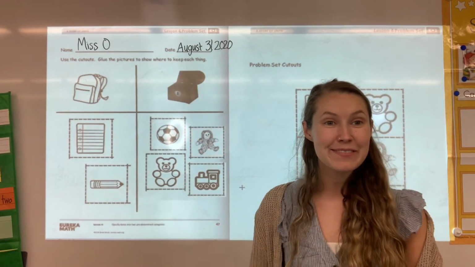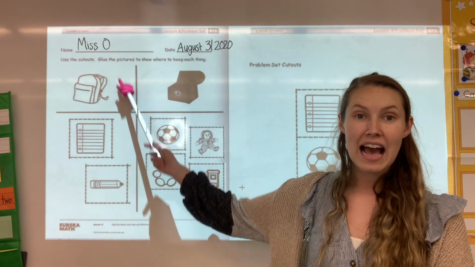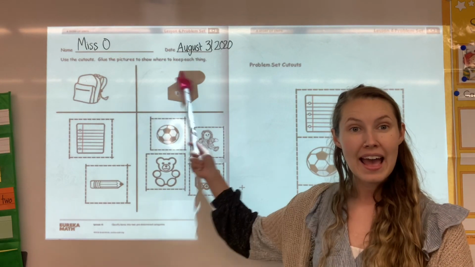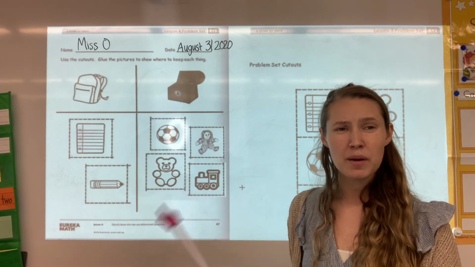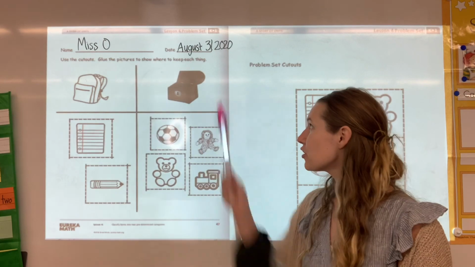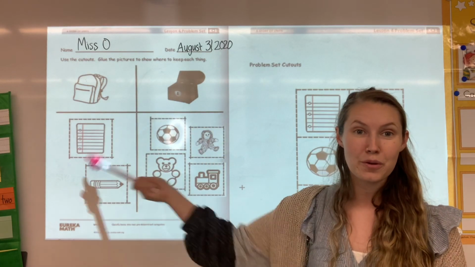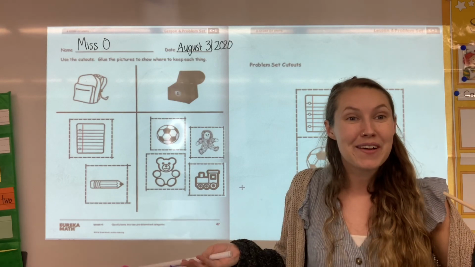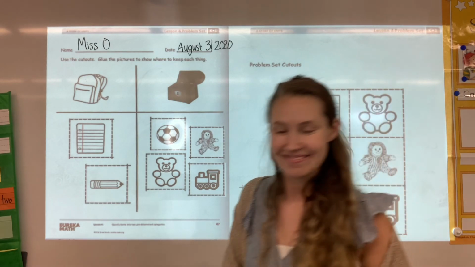Okay, so we were able to organize our items into our two groups. We have our school group and our toy group. Now, what do you notice? Which one has more? The toy group. The toy group has more in the group than in the school group. I hope that you guys were able to follow along. Now we're going to move on to your homework.